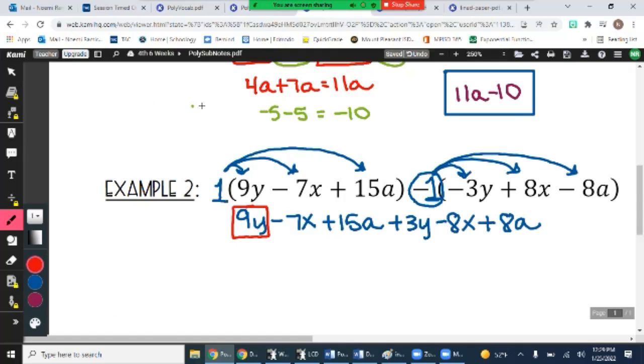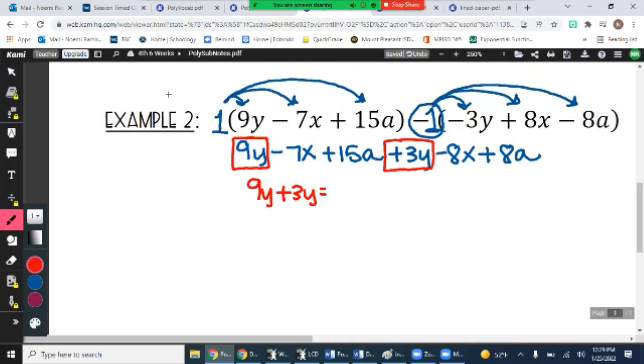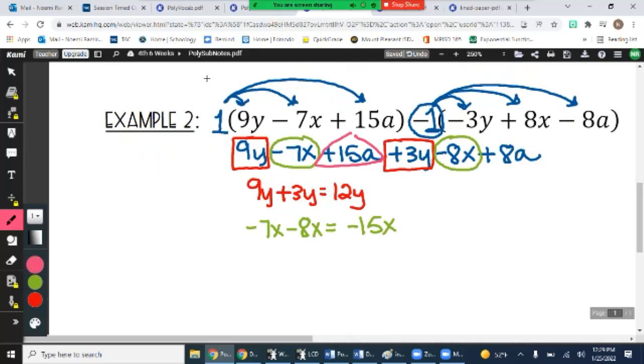9y combines with 3y, and 9y plus 3y gives me. Okay. Negative 7x combines with negative 8x. Negative 7x minus 8x, or plus negative 8x, gives me. And last, 15a combines with.